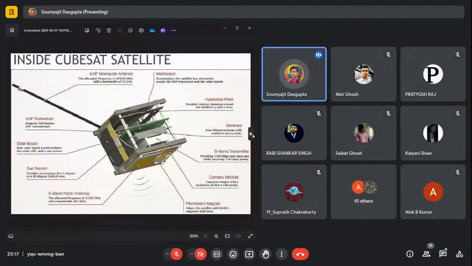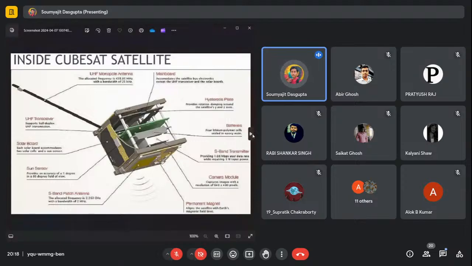So then comes the battery. As you know that any electronic device works on a particular power module, right? So you should have some power system to power the CubeSat. So in that case, we will use lithium polymer cells, which are highly efficient batteries and especially used for small electronics like CubeSat or CanSat, etc.